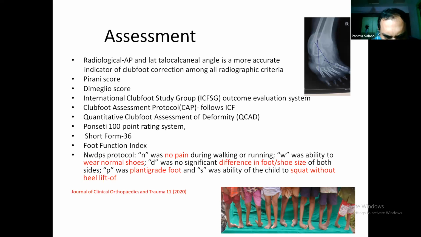Currently, we got through literature in the Journal of Clinical Orthopaedics and Trauma, published in 2020, they have taken a protocol, the NWDPS protocol. So N stands for no pain during walking or running. W stands for ability to wear normal shoes, whether the child can use a normal shoe or not. D means no significant difference in the foot or shoe size on both the sides. P means plantigrade foot, whether the foot is plantigrade or not. S means whether the child can squat without heel lift up or not. So this is a very basic thing, and it's a very good way one can also assess the treatment pattern by this NWDPS protocol.